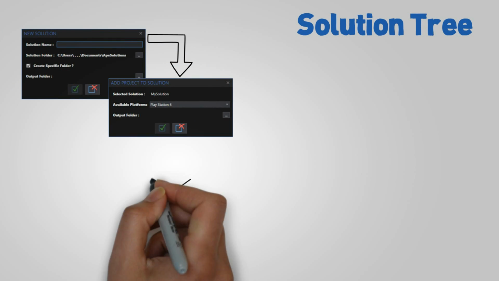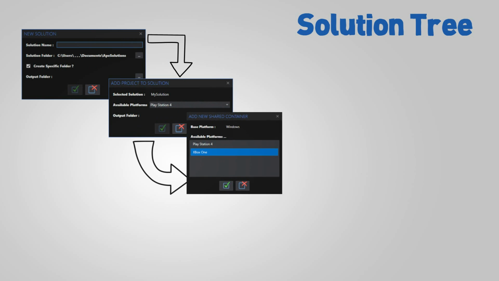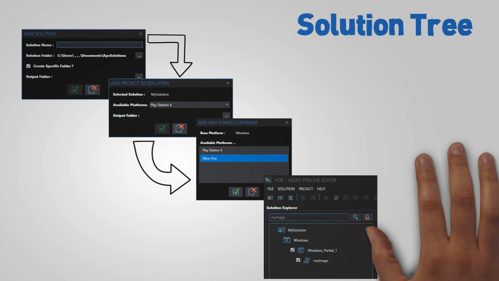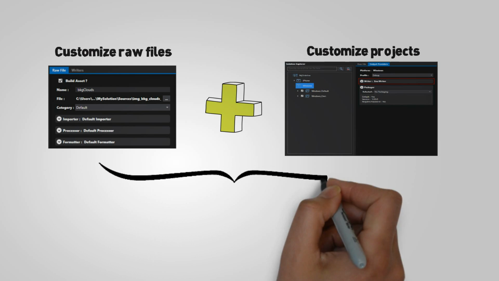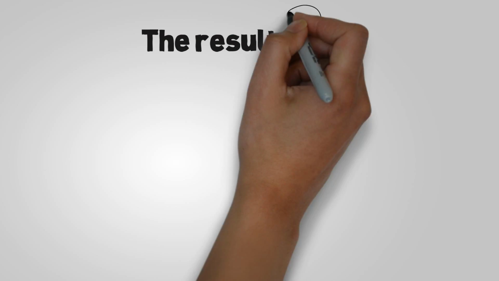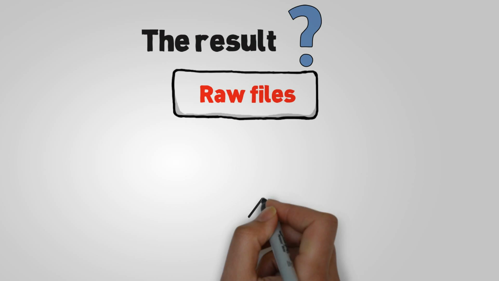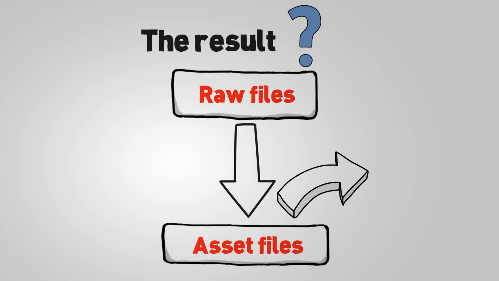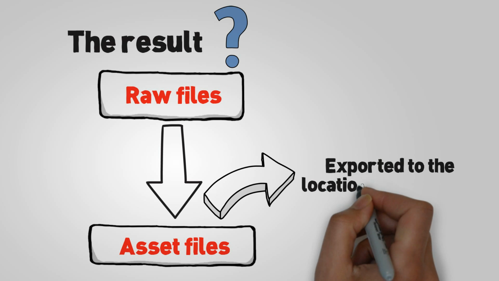Create a solution, add projects for the platforms that your game supports, and modify the structure of each project with containers and folders until your needs are met. Then, add as many raw files as you want to each project, and for each one of them, set the parameters of the associated importer, processor, and formatter. Select each project and adjust the parameters for its associated writer and packager, and execute the build task for the solution or a specific project. The result? All raw files will be stored in a local directory on disk, and you will see the asset files built in the location you specified.